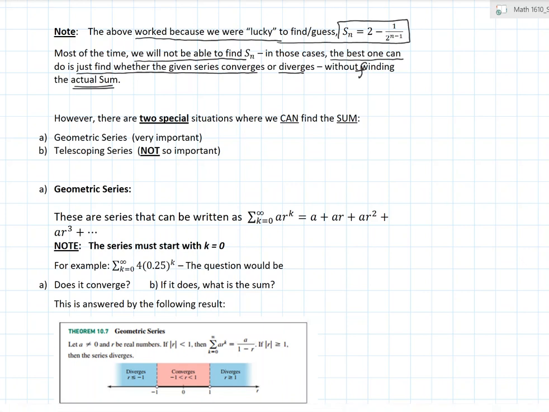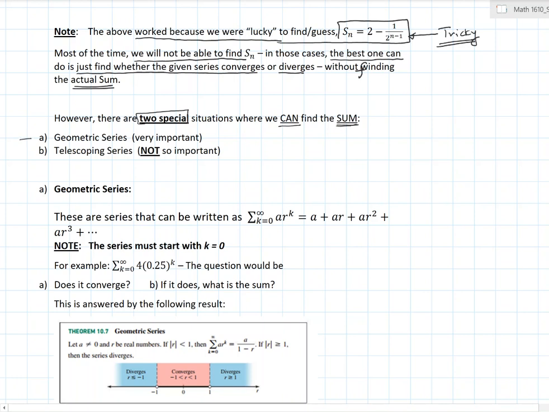So last time we saw that finding a series converging or diverging was through finding the sequence of partial sums and then trying to figure out Sn and then taking its limit. But you noticed that finding this Sn was quite tricky and almost impossible for most cases. So there are two special cases where we can actually find the sum.